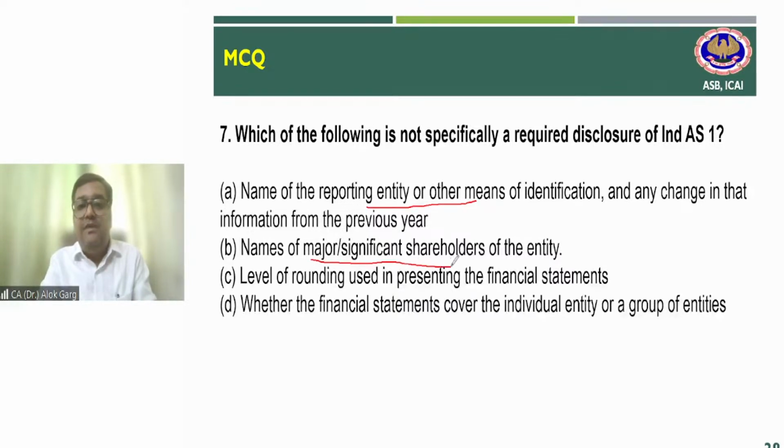Name of major or significant shareholder, is it required? In the financial statement, it is required, but not as per Ind AS, it's as per Schedule 3. So I am talking about Ind AS 1. Level of rounding off is required. Financial statement, individual or consolidated, it is required. So what is the right answer? B is the right answer. This disclosure is not required as per Ind AS 1. This disclosure is required as per Schedule 3. So here the question talks about Ind AS, right?